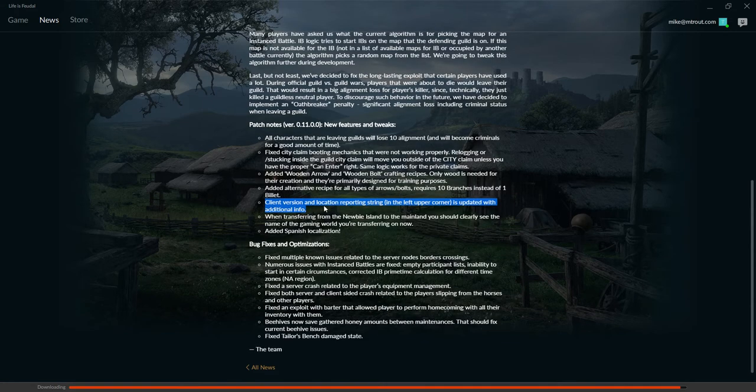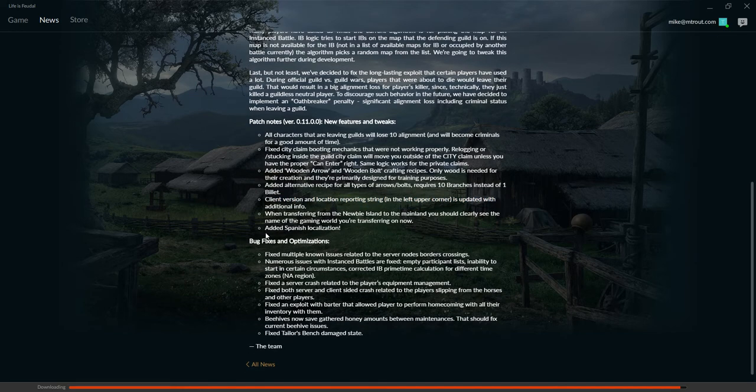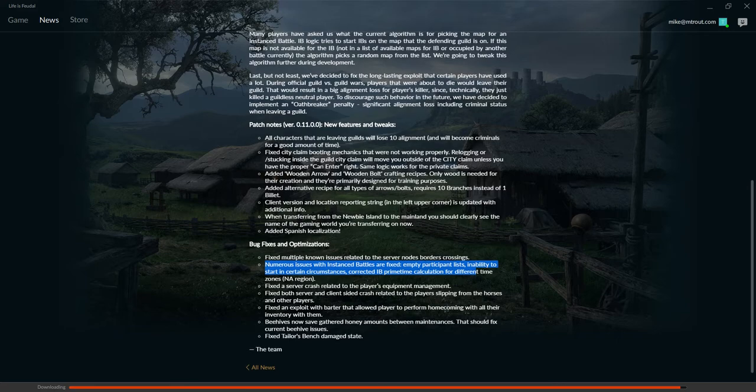Let's see, client version, location, porting, string. Okay, so they're putting more information on where you're located. Added Spanish localization. Woo, the Spanish, the Brazilians and the Spaniards are going to be happy. So supposedly fixed border crossings. Doesn't help the people who lost buckets and buckets of things, of carts crashing. Instant battles supposedly are fixed.